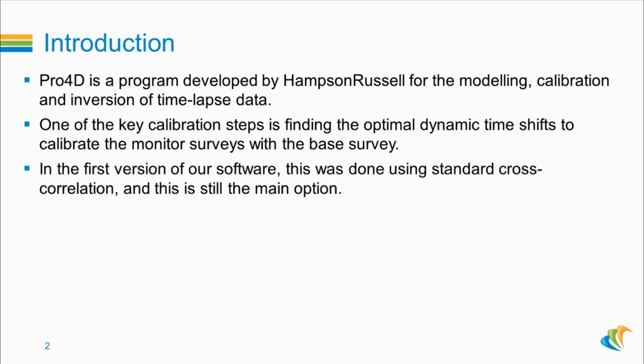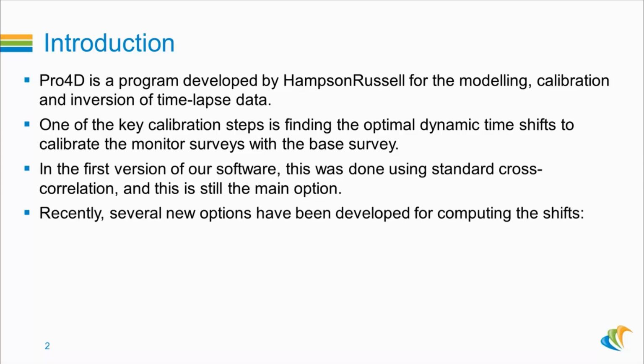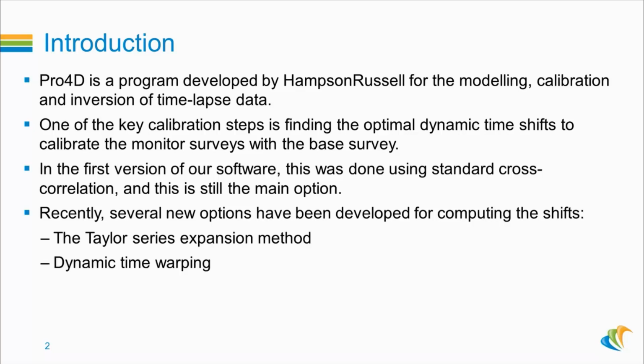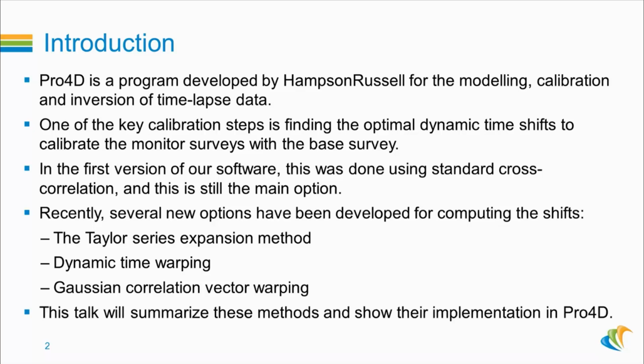In the first version of our software, this was done using a standard cross-correlation procedure, and that's actually still the main option that people use. But recently, we've developed several new options for computing the time shifts. This includes the Taylor series expansion method, dynamic time warping, and Gaussian correlation vector warping, which also could be thought of as vector warp. Well, it is vector warping, but it computes 3 components rather than just one component.